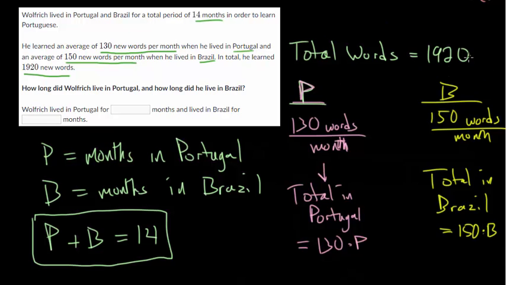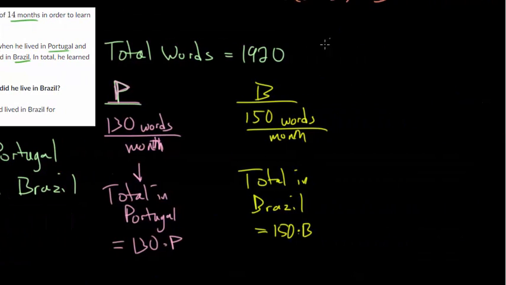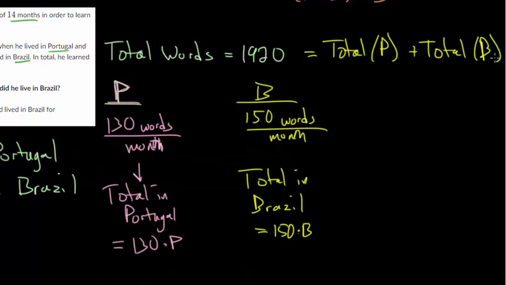And we know the total words is 1920, and this would be equal to the total from Portugal plus the total from Brazil. And we figured out expressions for each of those. The total from Portugal is 130P, and the total from Brazil is 150B. So we can rewrite this equation as 1920 is the total from Portugal, which is that 130P, plus the total from Brazil, which is the 150B. So we have our second equation.